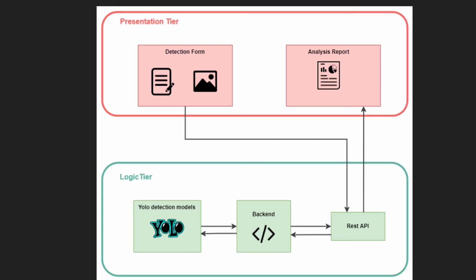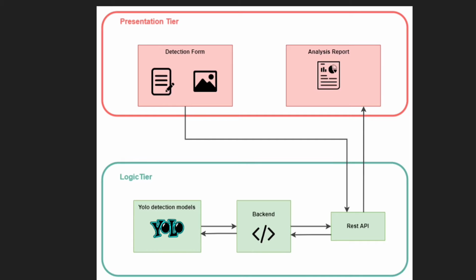The detection form will hold certain information that the user must enter along with an occlusive image of the patient's teeth. After the user has entered the information, it will get transferred by the REST API into the logic tier. In the logic tier, the data will be processed and then transferred to the YOLO detection models.